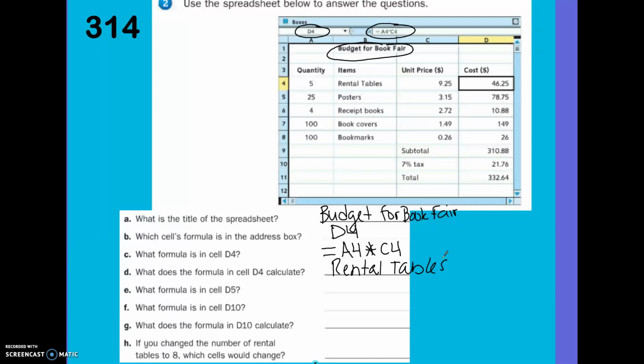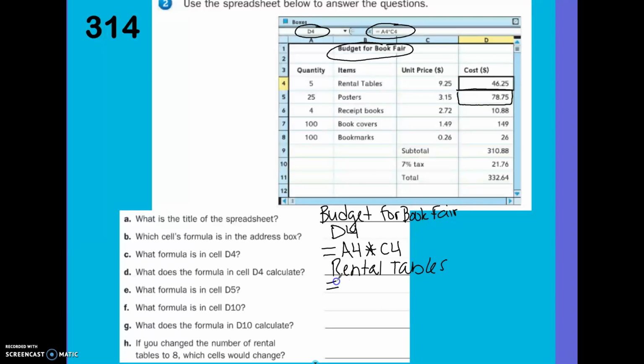So what formula is in D5? We see the formula for D4 because it is selected, so that means that the formula is going to be up here in the display bar. So we're going to assume, since this is not selected, that if we clicked on D5, we could see the formula for D5 up in the display bar. We're going to assume that they're multiplying the quantity by the unit price for this cost of posters as well as what they did for the rental tables.